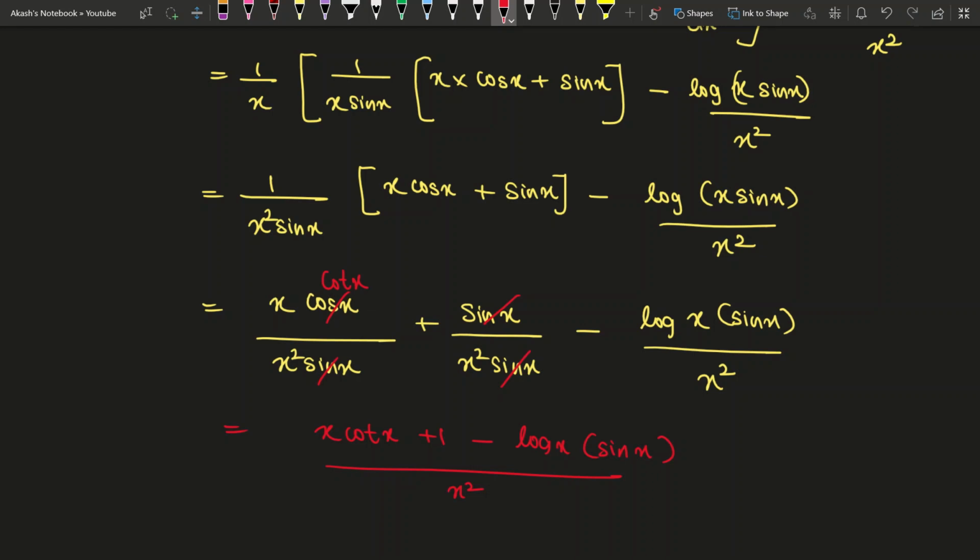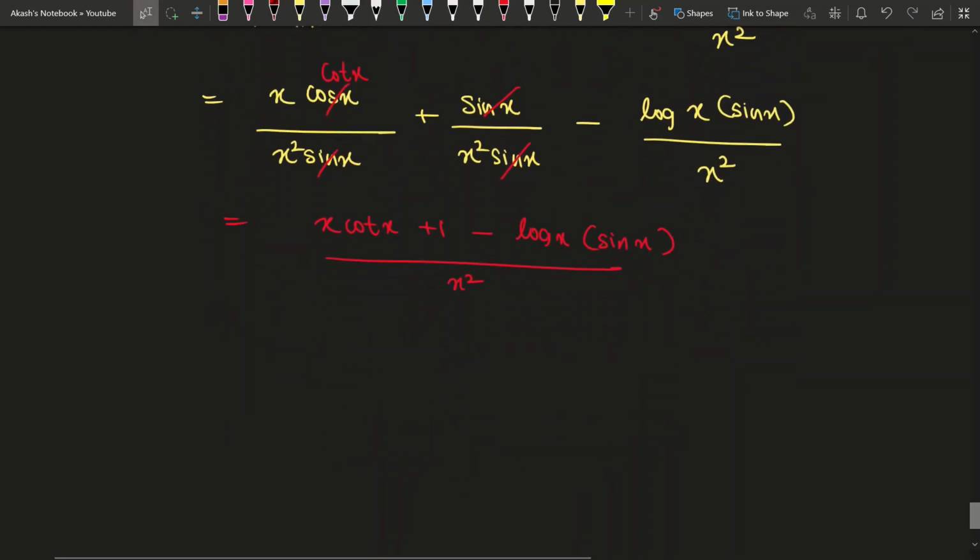So you will be getting x cot x plus 1 minus log x into sin x. Sorry, logarithm of x sin x. So I made a mistake. Please correct it over there.